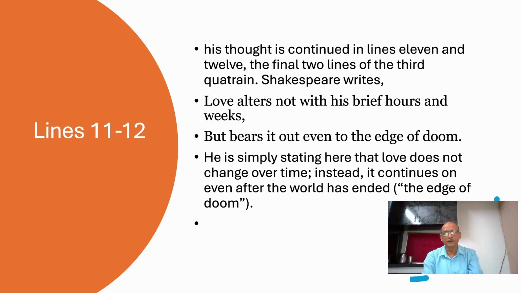His thought is continued in lines 11 and 12. The final two lines of the third quatrain, Shakespeare writes, "Love alters not with his brief hours and weeks, but bears it out even to the edge of doom." He is simply stating here that love does not change over time. Instead, it continues on even after the world has ended, the age of doom.